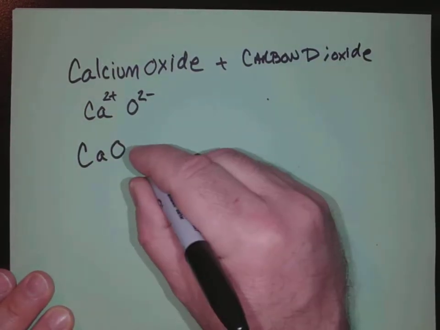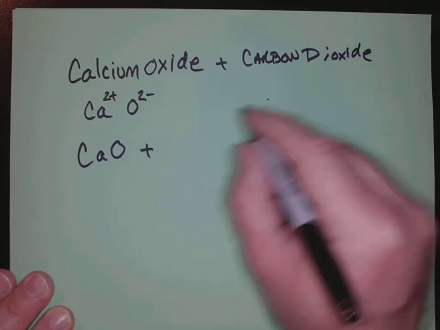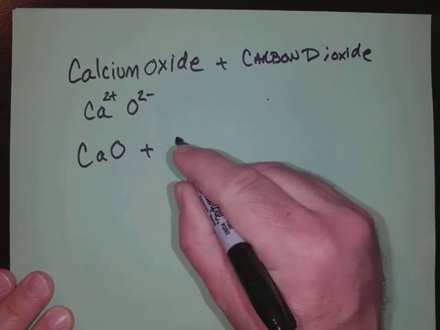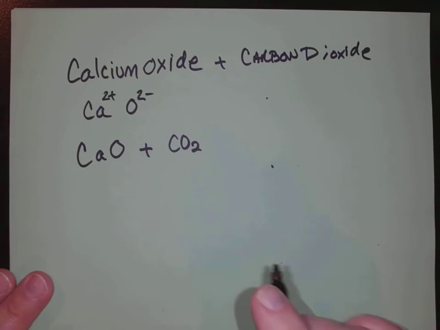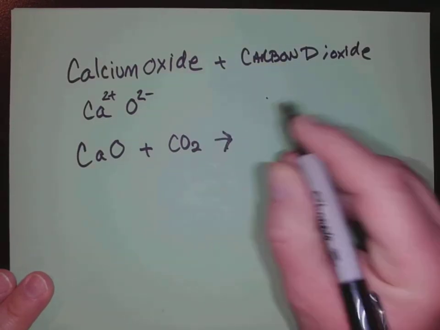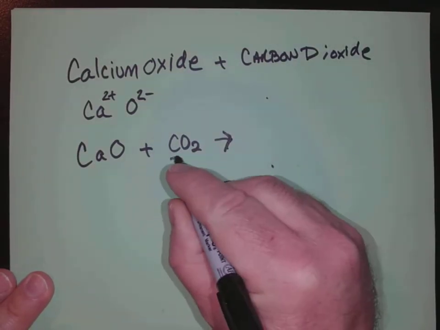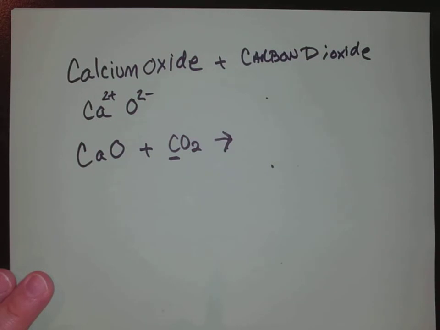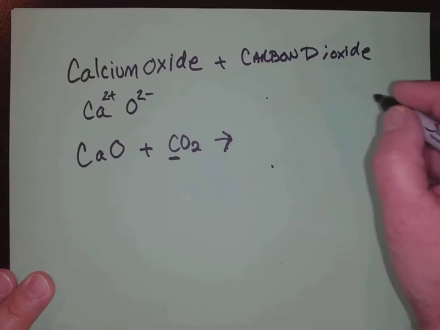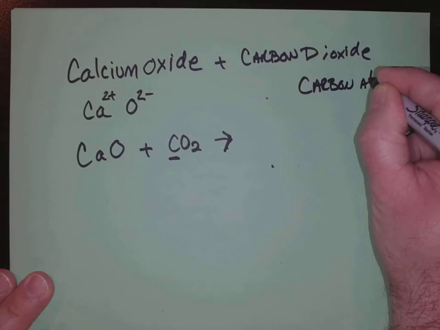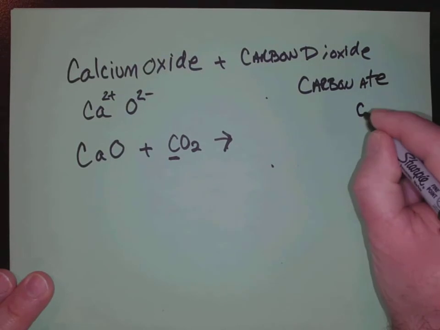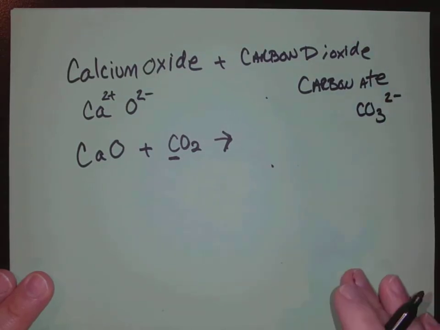Carbon dioxide, no charges. You just use the prefixes to determine the number of elements in that compound. So what polyatomic ion has carbon in it? Now, this is kind of an easy one because you only have one polyatomic ion that has carbon in it, and that is carbonate. And carbonate is CO3 2-.